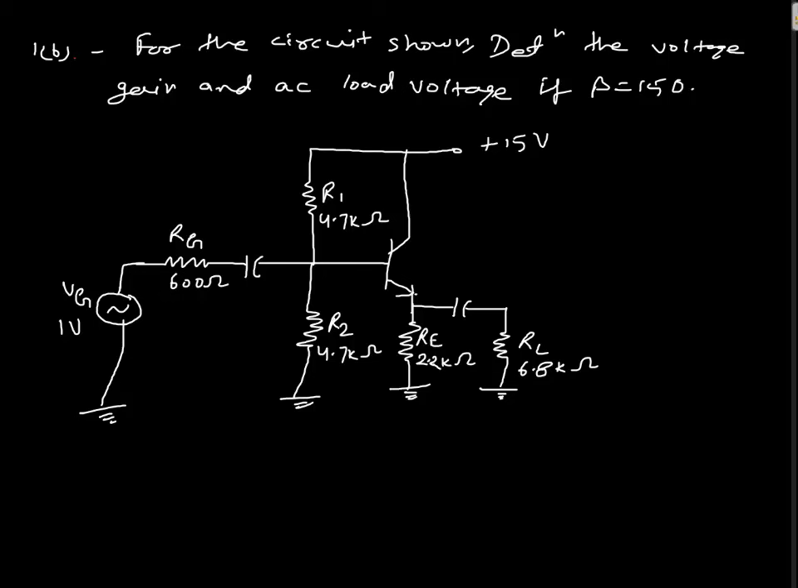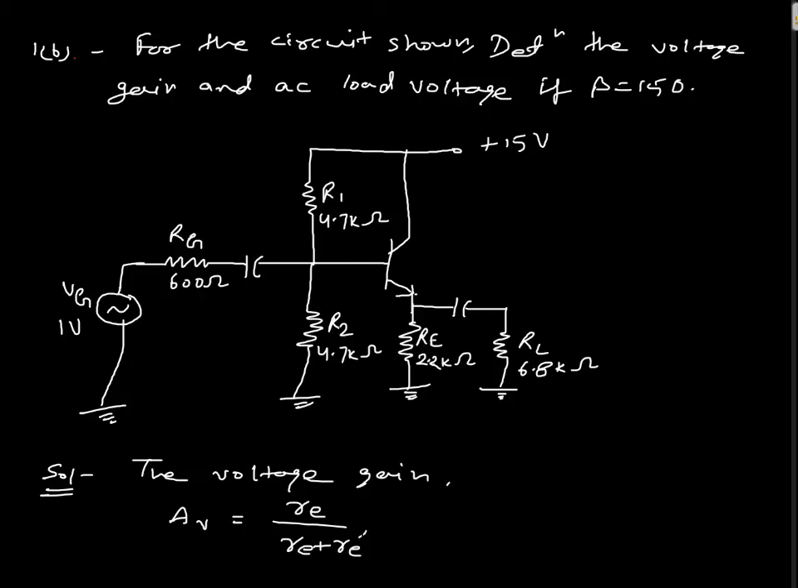So this question already I have written. Now what we need to find out first is the voltage gain. For this we know the formula is AV equals RE upon RE plus RE prime. Here the detailed derivation is not required.